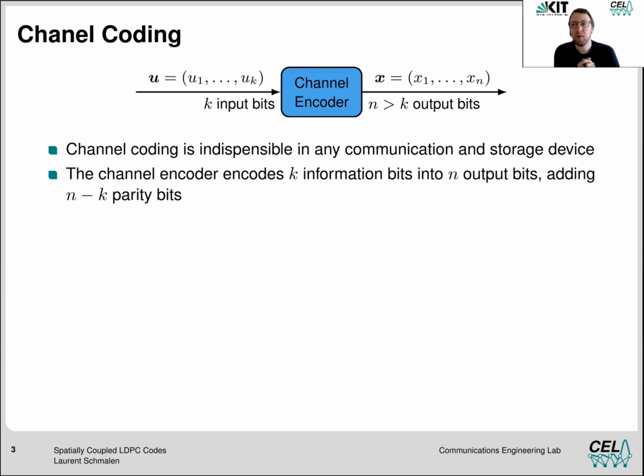So in this talk, we are focusing on channel coding. As you probably know from your communication engineering classes, channel coding is an indispensable component of every communication and storage device. And channel coding, and in particular block coding, which is the part of channel coding that we are focusing on in this presentation, encodes a vector of length k into a larger vector x, which has n elements. So n is larger than k. So we add redundancy. And the amount of redundancy that we add is called parity bits. So we add n minus k parity bits to our code word.